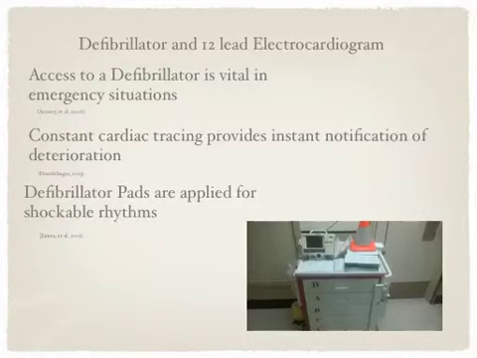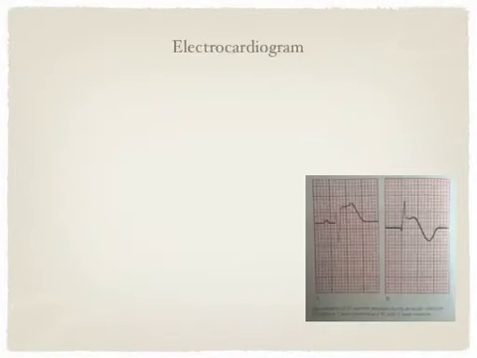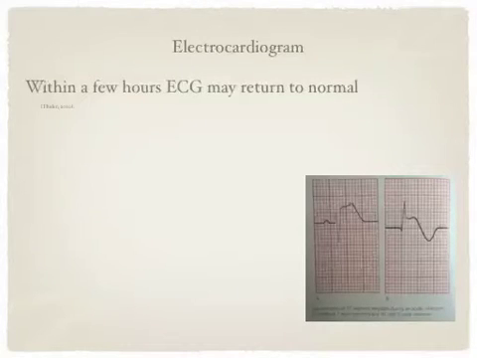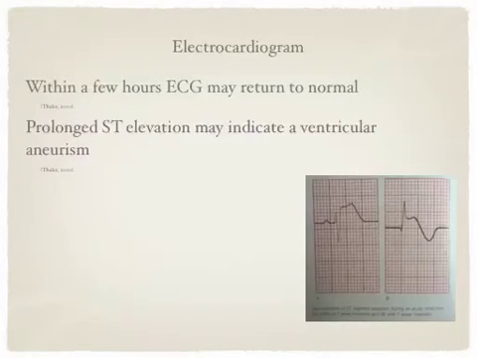The constant tracing of electrical activity will bring attention to arrhythmias such as ventricular fibrillation, to which defibrillation pads are applied, and for shockable rhythms, apply a charge to re-establish effective rhythms. Within a few hours, the ST elevation on an ECG may return to normal. Prolonged ST elevation may indicate ventricular aneurysm.